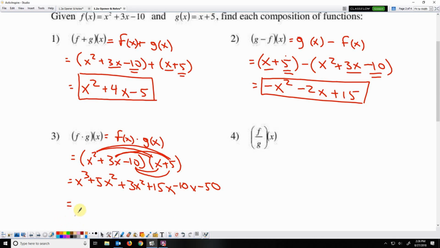And then combine like terms. x cubed is all by itself. Then I've got 5x squared and 3x squared, so that's 8x squared. 15x minus 10x is 5x, and then minus 50.